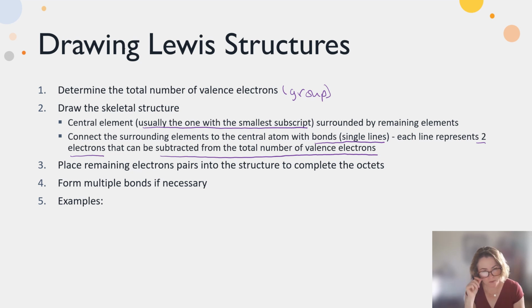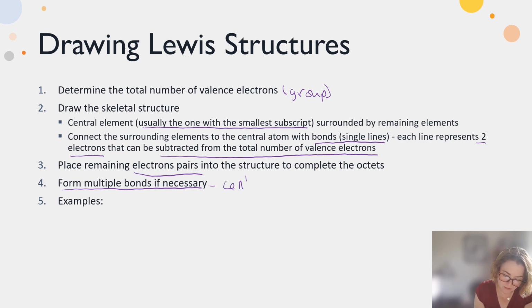I am then going to place any remaining electron pairs into the structure to complete the octet. And please make sure you keep these electrons paired. I always say the electrons never go anywhere by themselves. They're always going to go with another electron. So they're always paired up. There'll always be 2 of them. And then the last step, only form multiple bonds if necessary. And this is usually when the central atom does not have a complete octet. Usually.